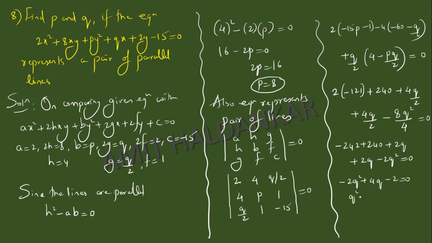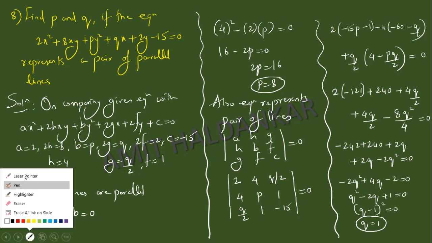So q square minus 2q plus 1 is equal to 0. So q minus 1 the whole square is equal to 0. So q is equal to 1. So I'm getting two answers over here. P is 8 and q is 1. So that we have used two conditions over here.